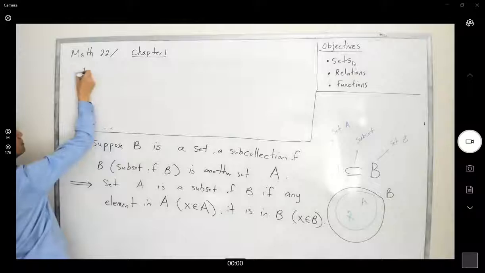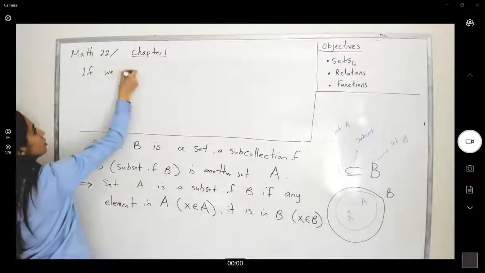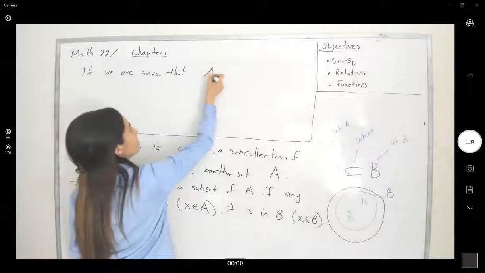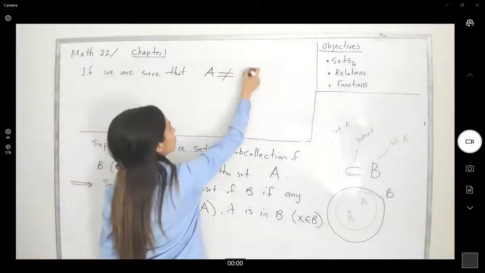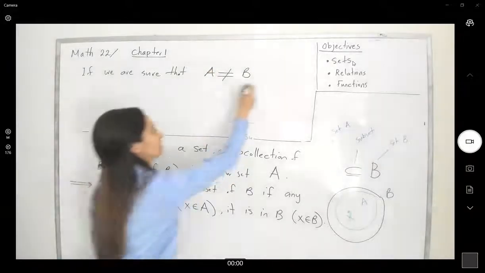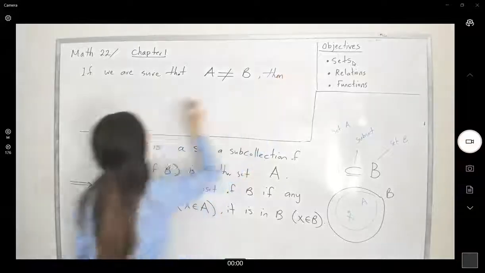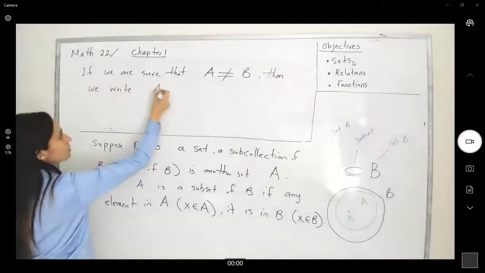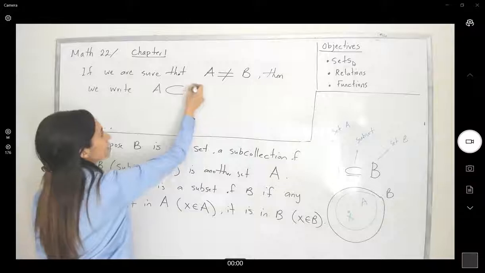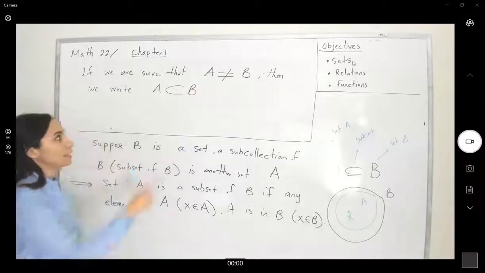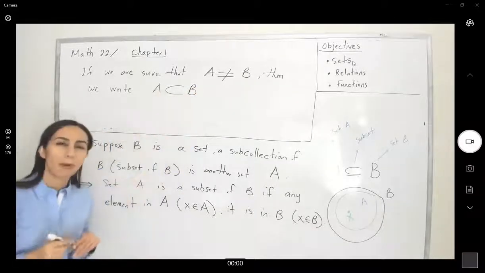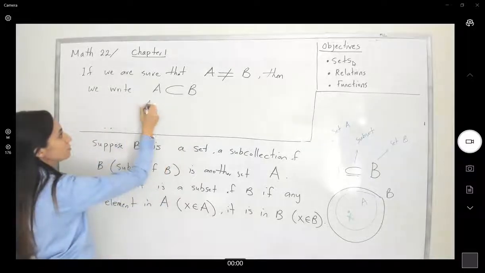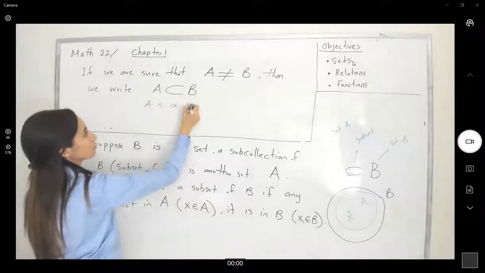If we are sure that A and B are not equal to each other, then we write A as a subset of B, and we say that A is a proper subset of B.